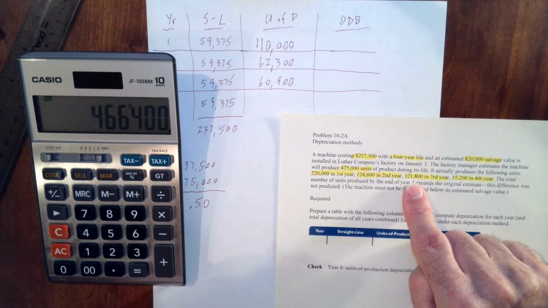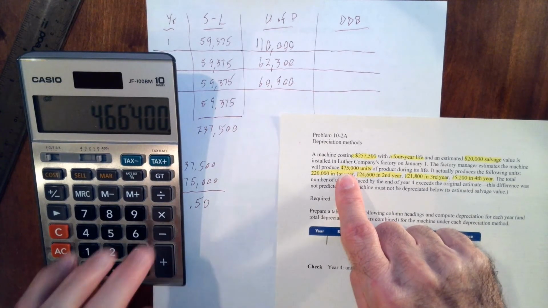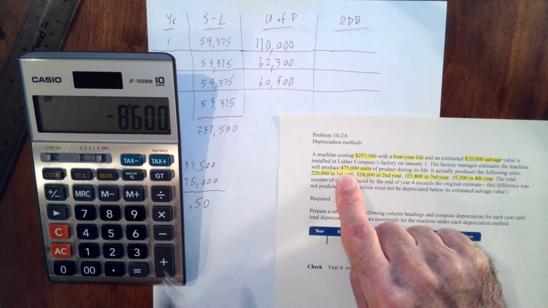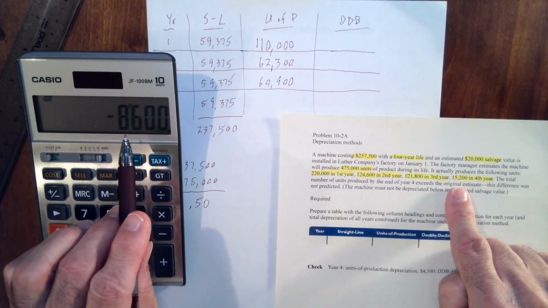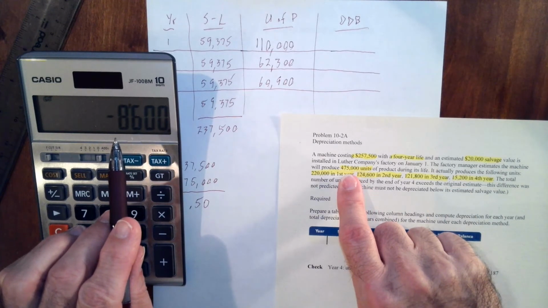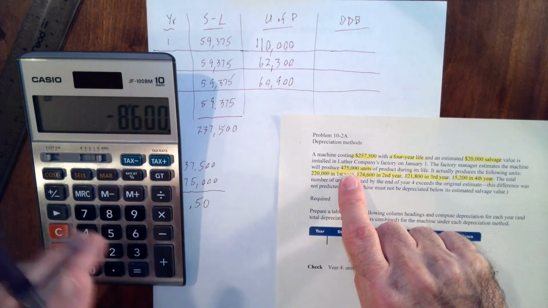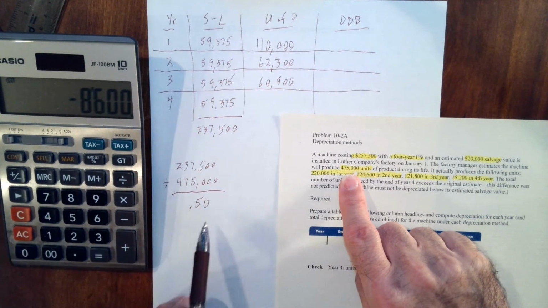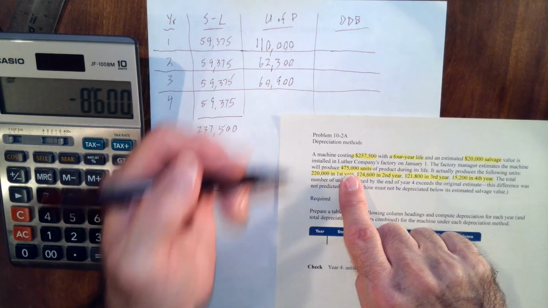And I can only go up to how many? 475,000 units. So if I subtract 466,400 from that, I should only do 8,600 units, not 15,200 units. I cannot go past the predicted amount of 475,000 units. I have to stop at that point for total number of units produced. So I'm going to take that 8,600 times my 50 cents, and my last year is going to be 4,300.